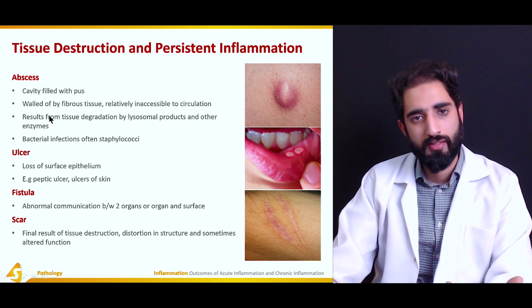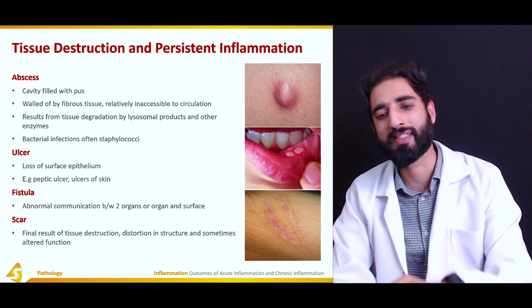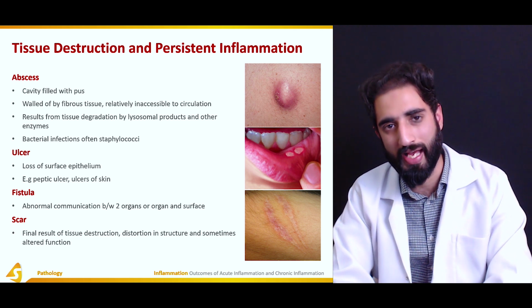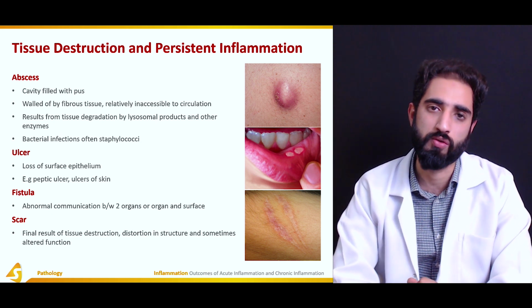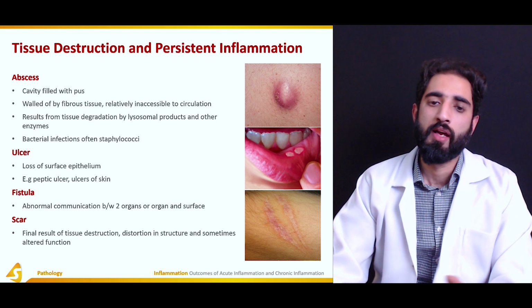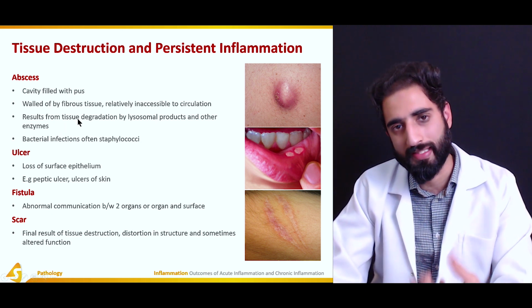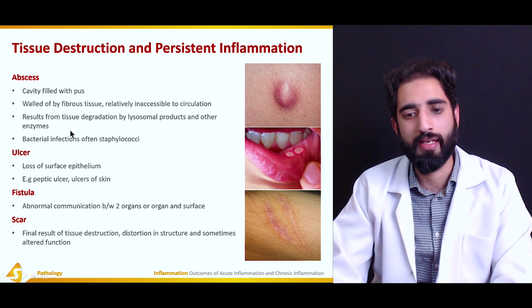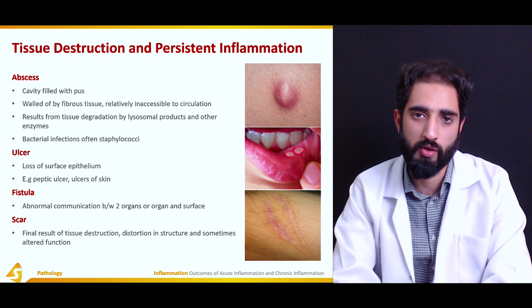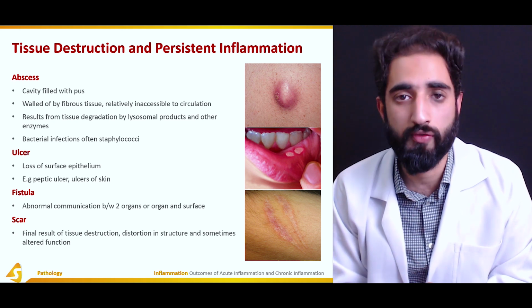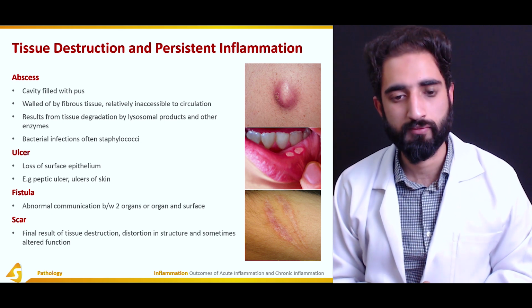An abscess is walled off by fibrous tissue to make it inaccessible to circulation so that the inflammation does not extend to the healthy and viable tissues. It results from tissue degradation by lysosomal products and other enzymes. And one of the most common causes of abscess formation is bacterial infection, most often by staphylococci.